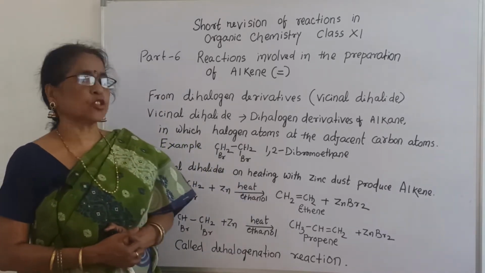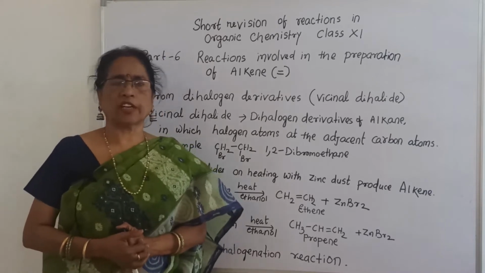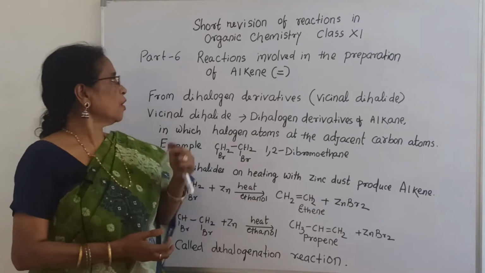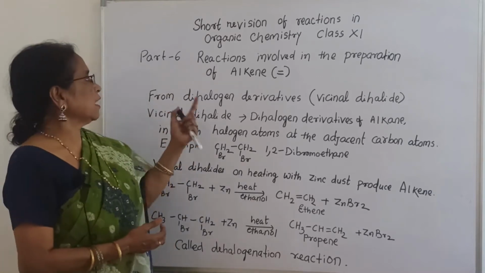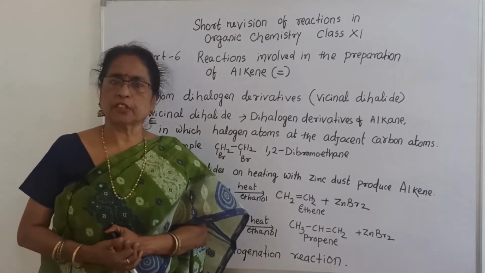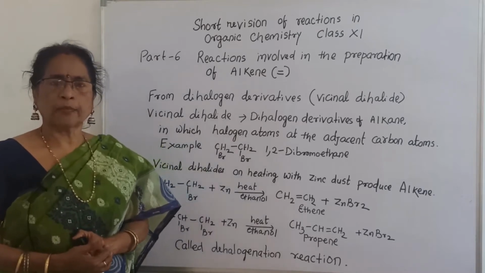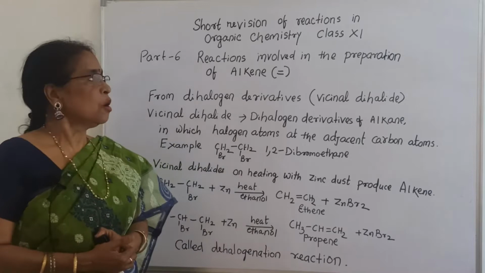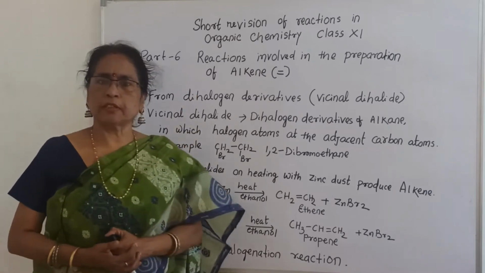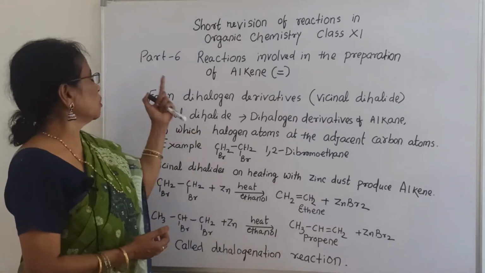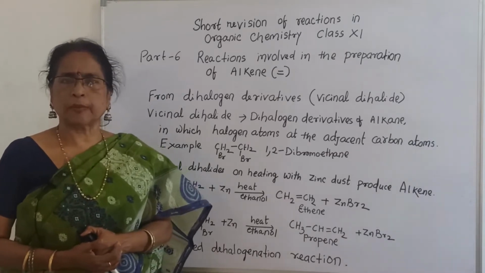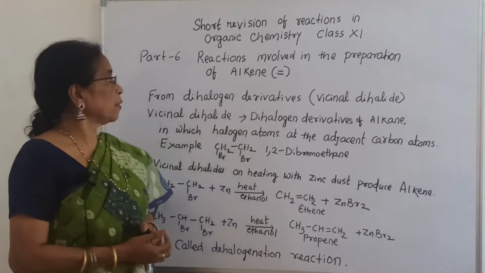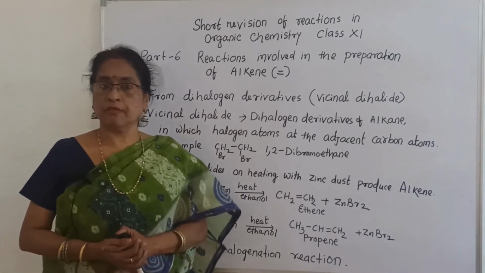The topic is a short revision of reactions in organic chemistry, especially for class 11. Now here it is part 6, that is reactions involved in the preparation of alkene. In part 4 and part 5 I have already explained some reactions involved in the preparation of alkene. Now in part 6 I am going to explain other reactions.